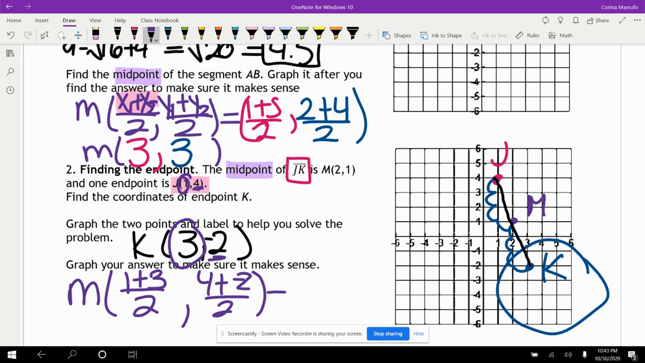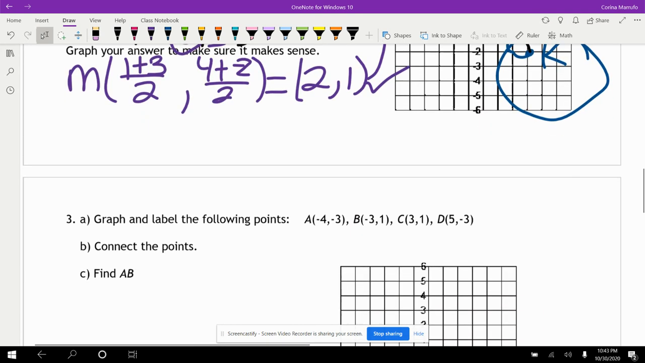So when I go ahead and do this, 1 plus 3 gives me 4, divided by 2 is 2, comma, and then 4 plus -2 gives me 2, divided by 2 gives me 1. So if you notice, I did find K correctly because that's what they gave us for the midpoint. So that's just checking our work.